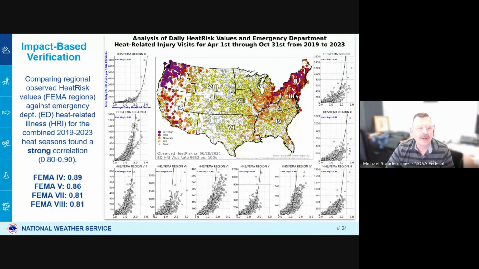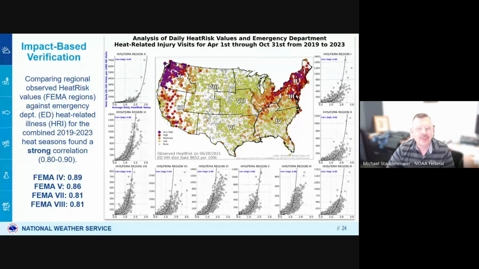These data are organized into 10 regions across the continental United States based on FEMA regions. For each of these regions, these daily heat injury data counts were compared to the daily average observed heat risk values using all of our approved NCEI points in each FEMA region for the full heat seasons from April through October 2019 through 2023. You can see that each FEMA region has its own chart plotting the data, including a logarithmic correlation with FEMA region 10 in the upper left and FEMA region 1 in the upper right.